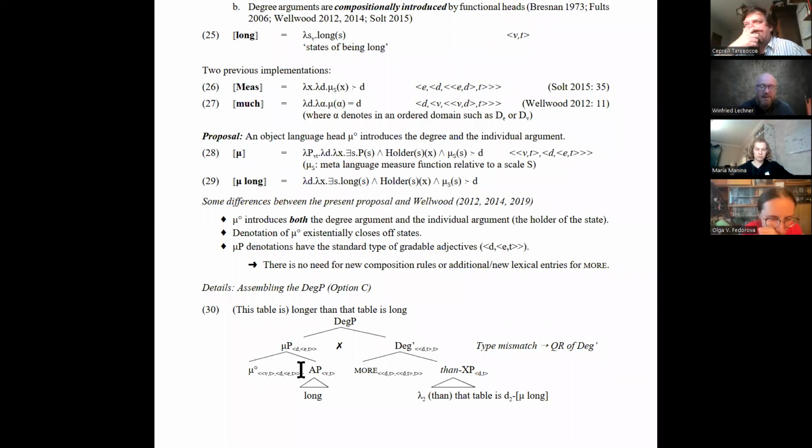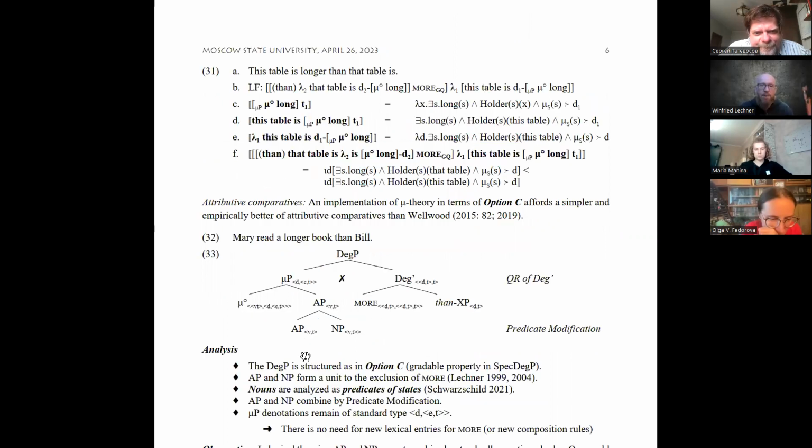Good. This is markedly one difference between this particular kind of suggestion and other proposals that are out there, which make variable adjectives look different type-wise than standard theory has it. Good. So the basic meanings that you get from this are given here.